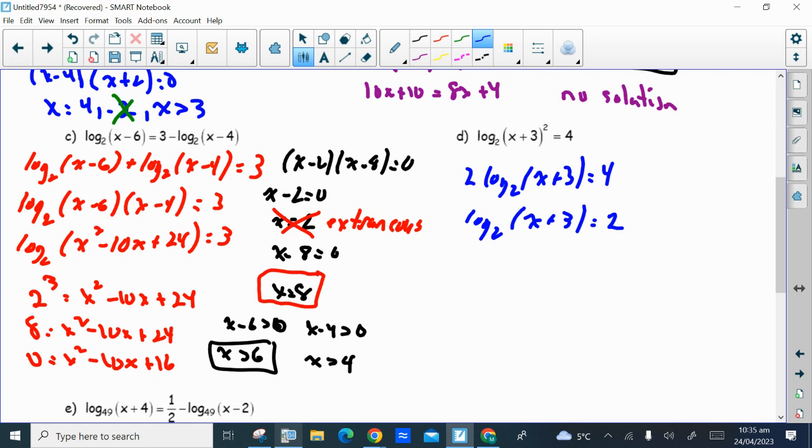And now I would convert from logarithmic to exponential. Start with the base and cycle through. So 4 will equal x plus 3. And when you subtract 3 from both sides, we get x equals 1. Our restriction is that x plus 3, the argument, must be greater than 0. So x would be greater than negative 3, which our answer is.